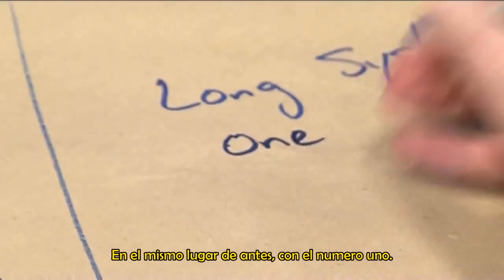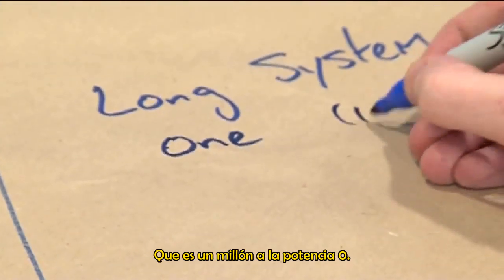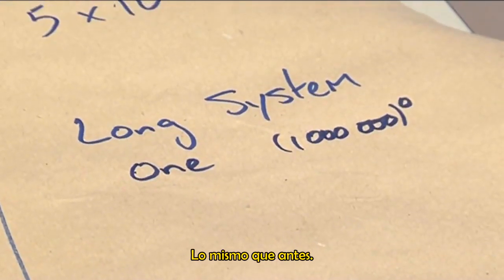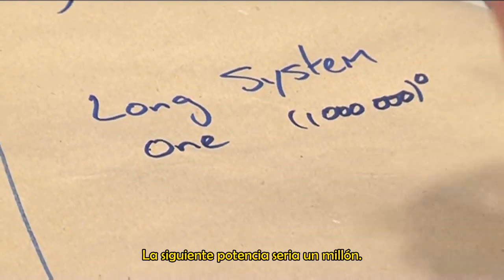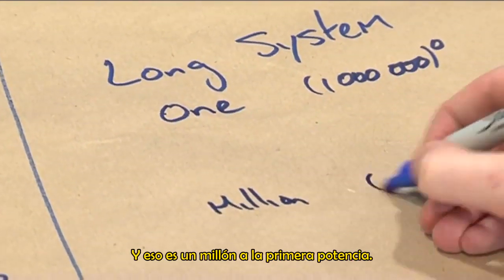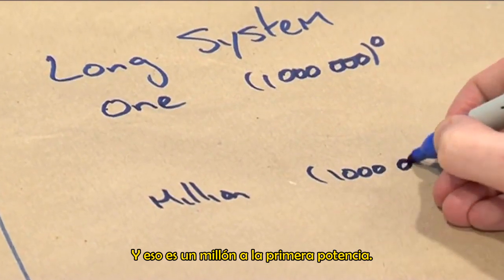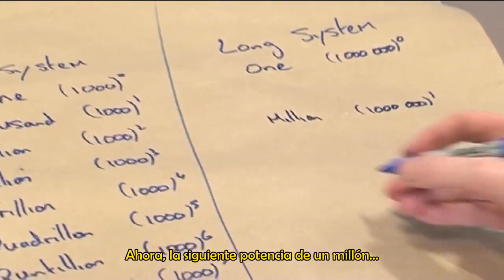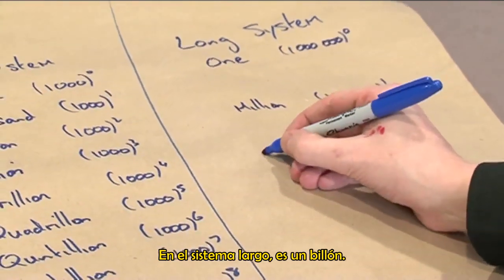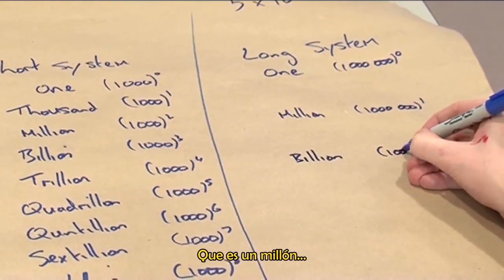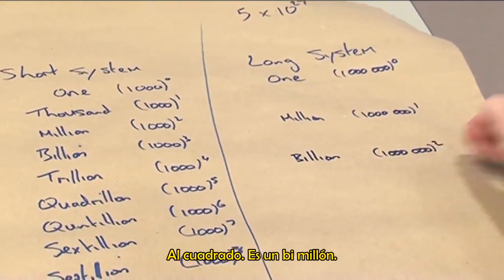So let's start off in the same place we started before, with the number 1. That is a million to the power 0. So same as before. The next power is going to be here, a million. So that's a million. Let's write it down to the power of 1. Now the next power of a million will be, and in the long system it is called a billion, which is 1 million squared.